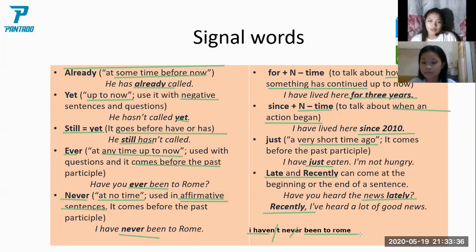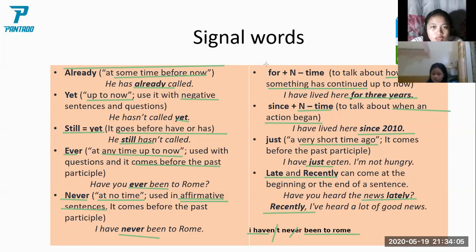Okay, next. For plus the number of time means to talk about how long something has continued up to now. I have lived here for 3 years. It doesn't end. And next is since plus the number of time to talk about when an action began. Do not be confused with these two.